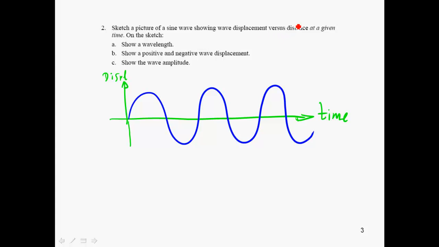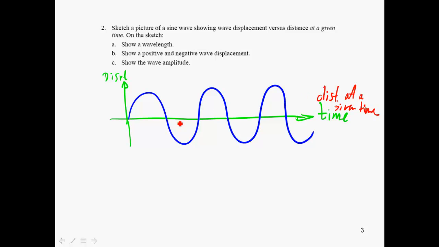Versus distance. Okay, so I have this wrong here. This is distance at a given time. Okay? It's not time. It's distance at a given time.